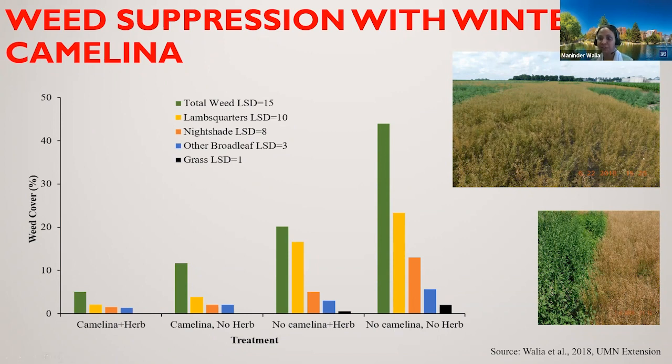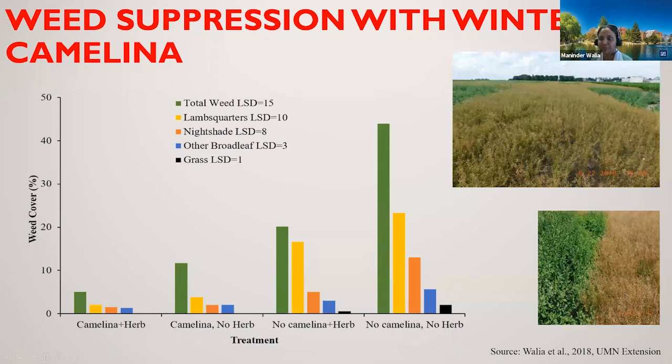Then what we found was interesting: the percent cover of weeds, which was assessed in the first week of July before the harvest of the camelina. With the addition of the camelina along with the herbicide, the ground weed cover was only about 5%. However, when we had no camelina but just the herbicide, it was about 20%. But when we had camelina without the herbicide, it was 12%. And in the fallow plots, we had about 44% of the ground covered with weeds.